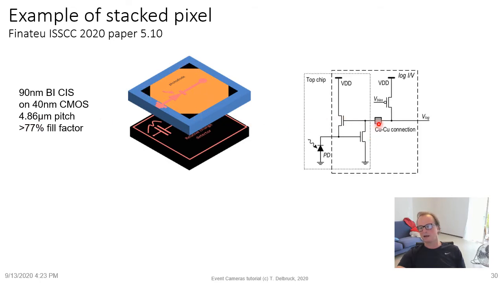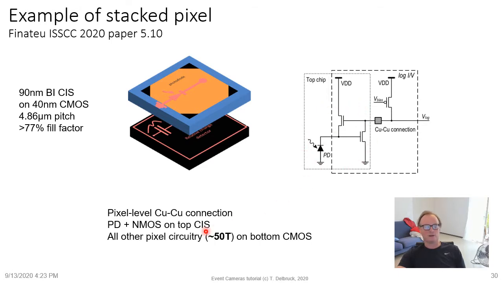And you can see the stacking technology uses a copper-copper connection just from the photoreceptor. You see they put the PFET on the bottom. So they make a copper connection right at this point in the photoreceptor, right? And so they do a pixel-to-pixel copper-copper connection with the photodiode plus NMOS on the top CMOS image sensor and all the other pixel circuit, which is about 50 transistors' worth, on the bottom CMOS.